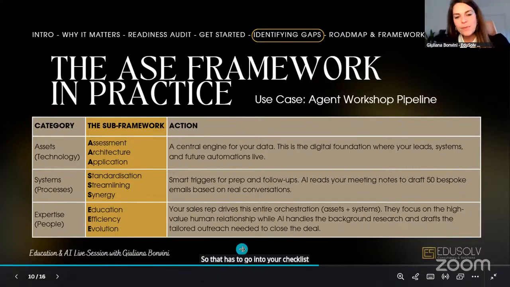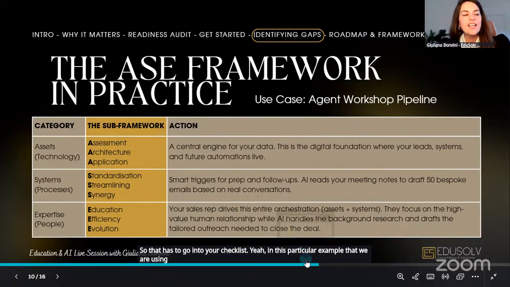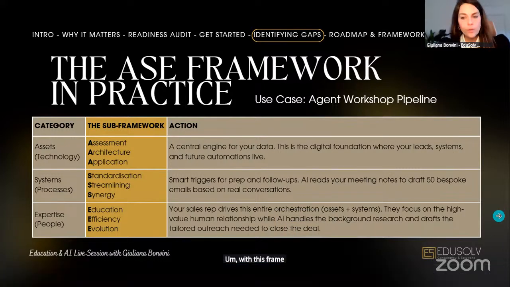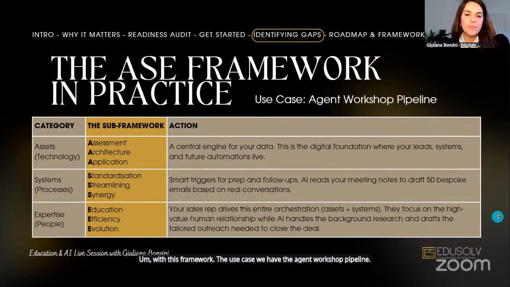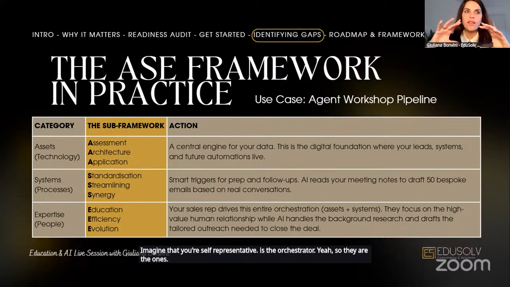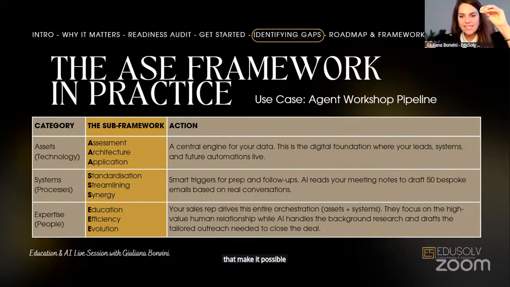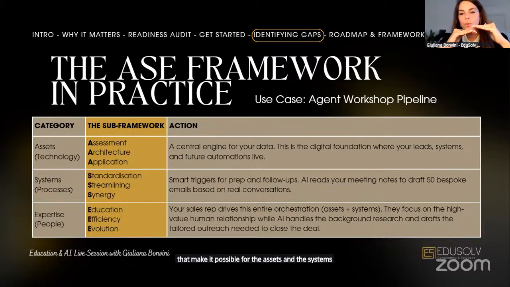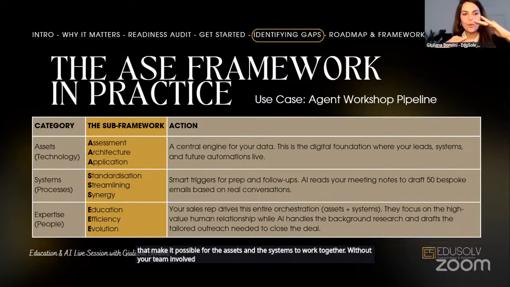Yeah, in this particular example that we are using here, with this framework, the use case we have, the agent workshop pipeline. Imagine that your sales representative is the orchestrator. Yeah, so they are the ones that make it possible for the assets and the systems to work together. Without your team involved, those two, the assets and the systems, they're not going to work. They're not going to be able to speak to each other.